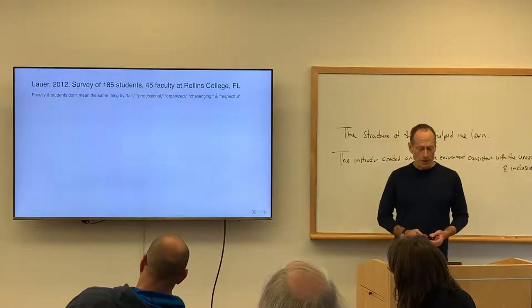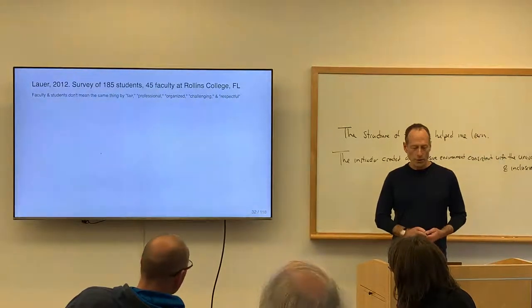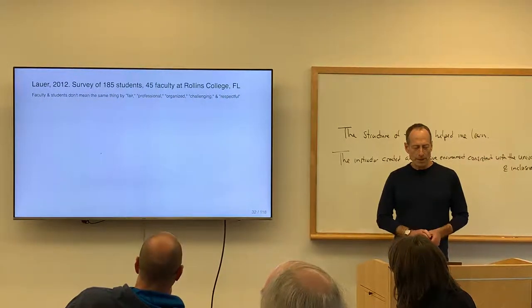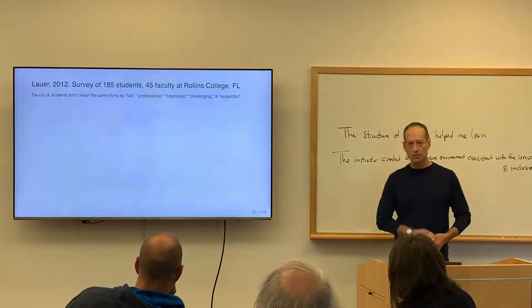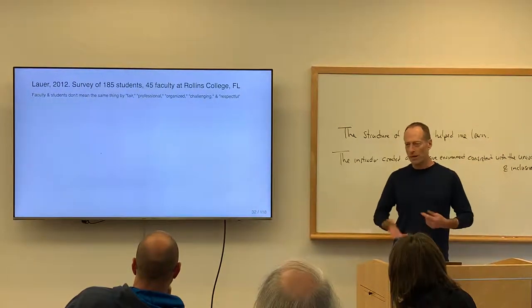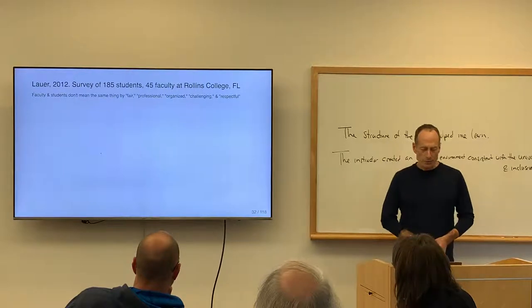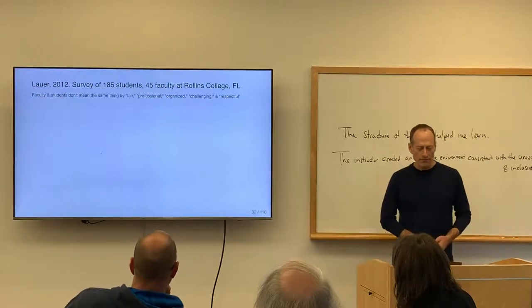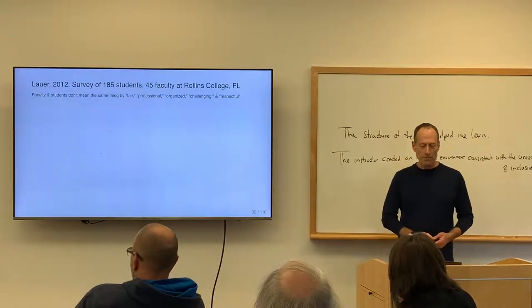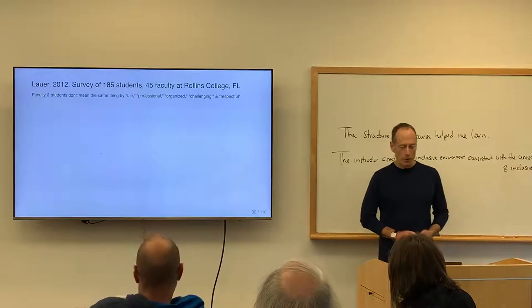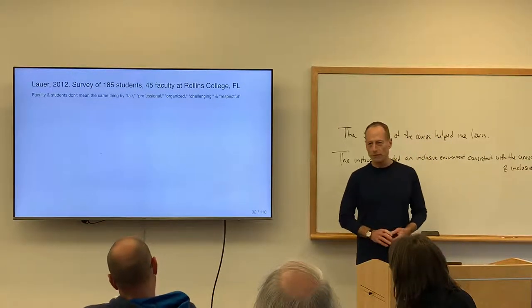Carol Lauer was a dean at Rollins College in Florida. When she became a dean, she started to see lots and lots of personnel cases with lots and lots of student evaluations, and at some point started to really wonder whether language is being used consistently. So she did a small survey of some students and faculty there, and found that they didn't mean the same thing with adjectives like fair, professional, organized, challenging, and respectful.